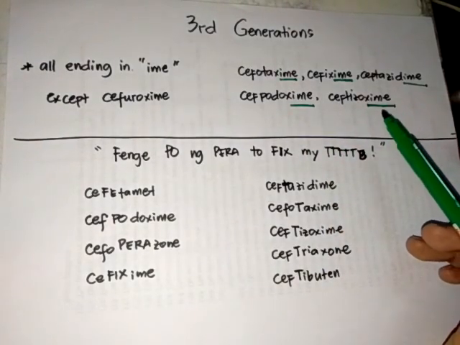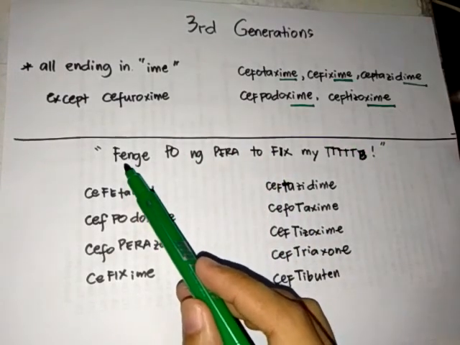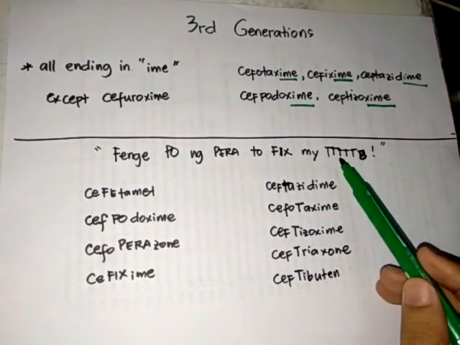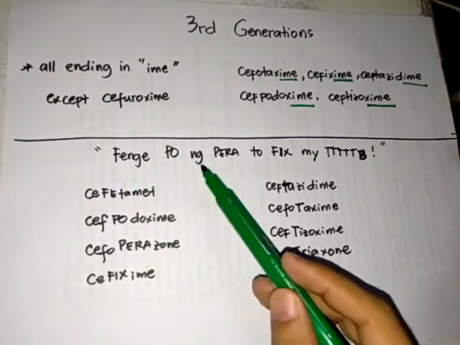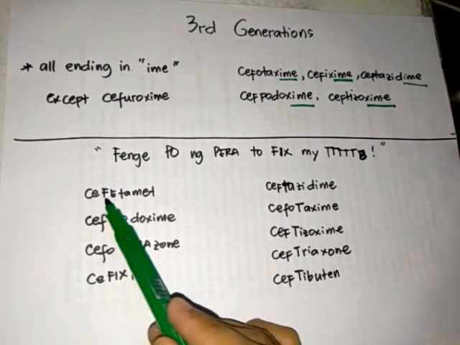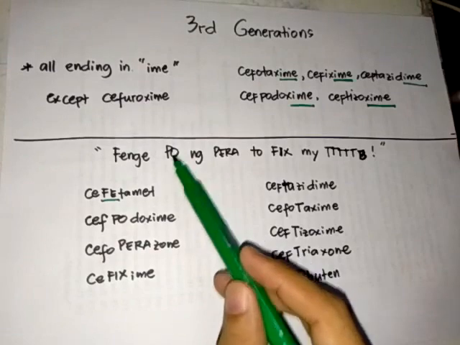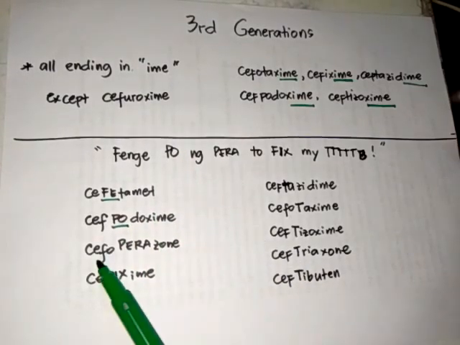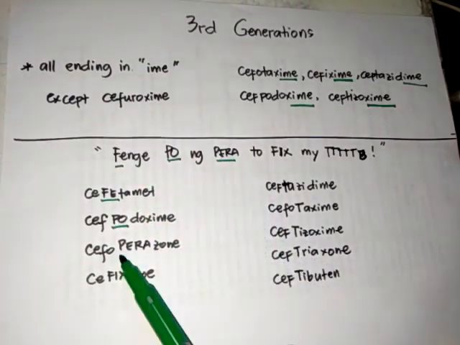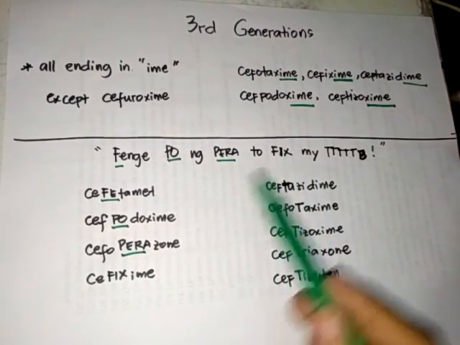Another thing is to apply the Filipino expression. This is a funny expression, by the way: "Fenge po ng pera to fix my TB." Okay, fenge, cefetamet. Cefe because fenge. Cefpodoxime po. Cefoperazone, perazone. Next is the fix.